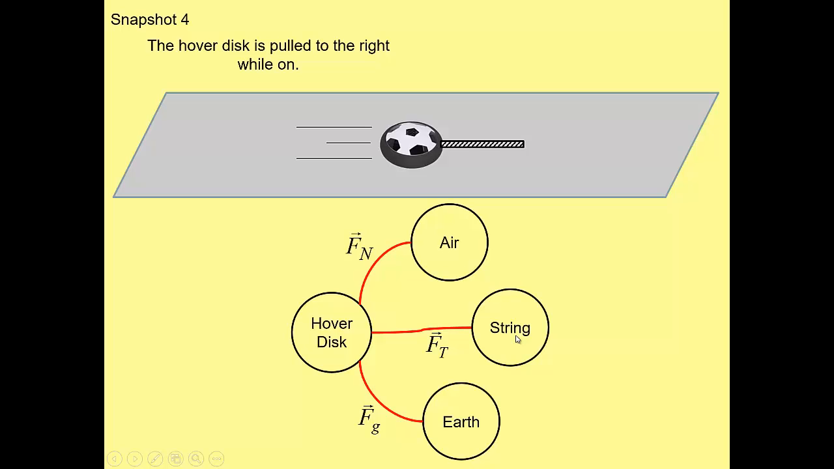What about me? Am I interacting with it? Be careful. Am I actually touching it? No. Right? I'm interacting with the string, so sure, you could put a circle with me out here, but then there'd just be an interaction between me and the string. Right? And if we're going to focus on the hover disk, is that important? No. It's no more important than the floor supporting the table, right? Which again doesn't really do anything to the hover disk. It's one step removed, if you will. So we just want to focus on the hover disk here.